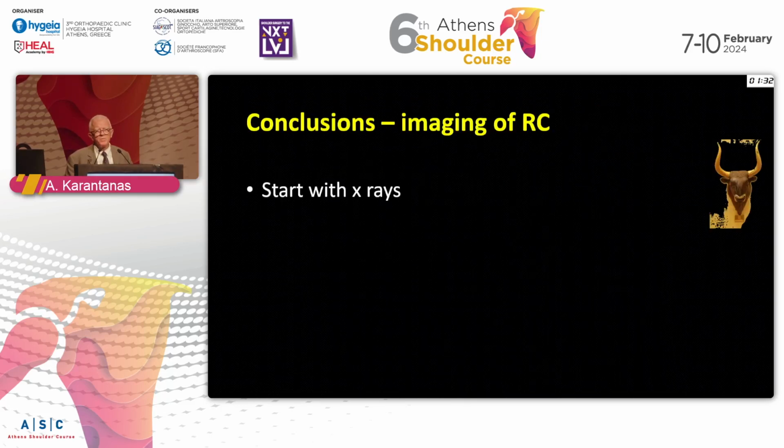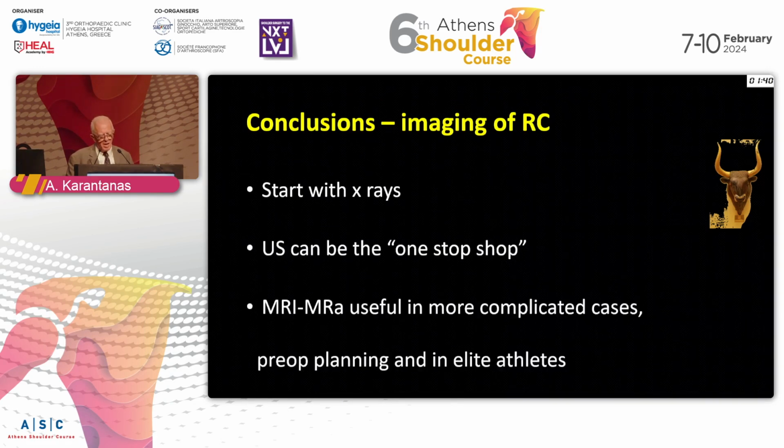So in conclusion, we always start with plain radiographs. They are very useful. Ultrasound can be the one-stop shop. MRI and MR arthrography are useful in more complicated cases, in preoperative planning and in elite athletes.